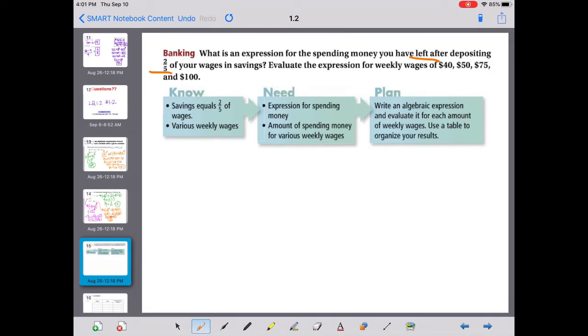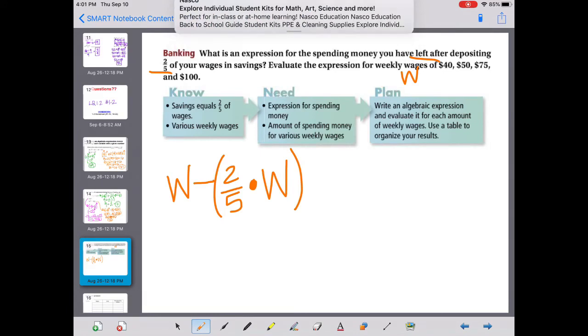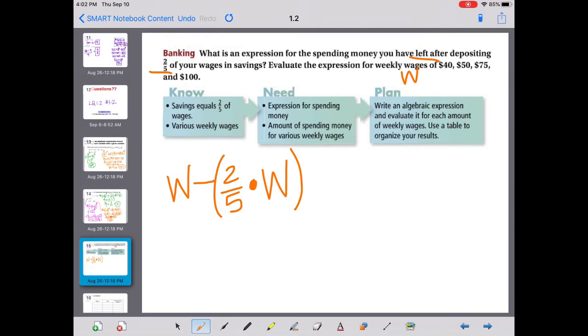What are we doing? So we're making a certain amount of money each week, which is always changing. So our weekly wages is going to be a W. Okay, so we have our weekly wages. And then we are going to take away for savings. So we're going to take away 2/5 of that money. So 2/5 of, if you remember, of was times those wages. So we need to figure out what the 2/5 of our wages are and then subtract them from our original amount.